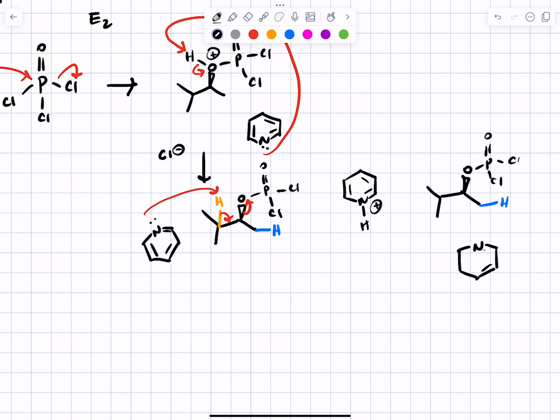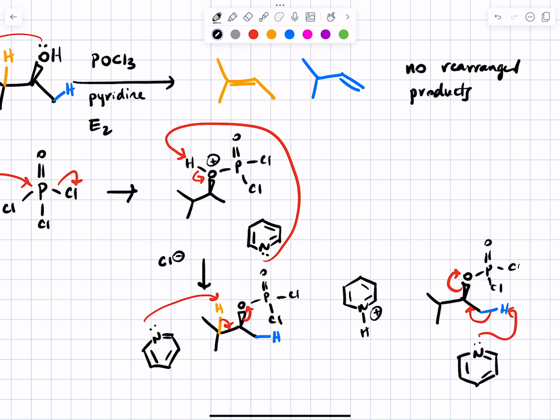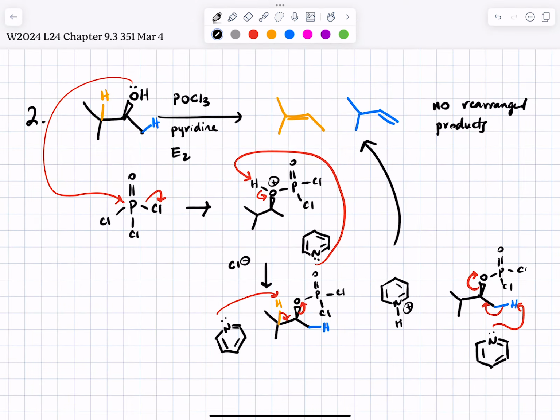Again, we'll have pyridine act as the base, leaving group leaves, and that gives us our products with no rearrangement. Same standard E2 rules apply. The more substituted alkene is going to be the major product, and so on. Okay, questions about that?